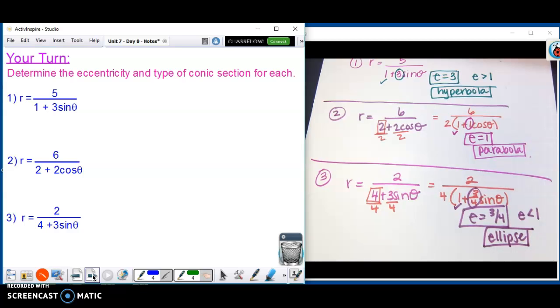Okay, so guys, what we did here is we had polar equations. We never changed them. We didn't change them back to rectangular. We could have, but this is a way to tell just by looking at what the eccentricity is, what your type of conic section is going to be without having to put it in the rectangular form.